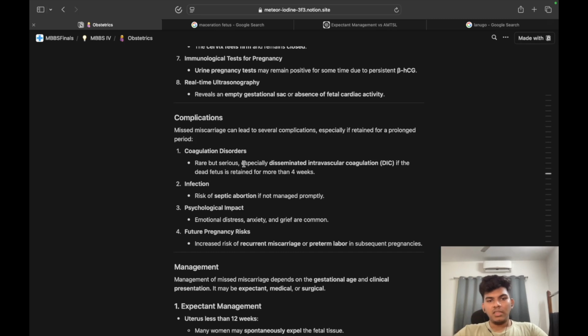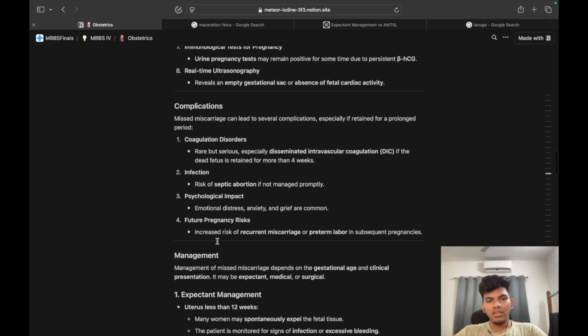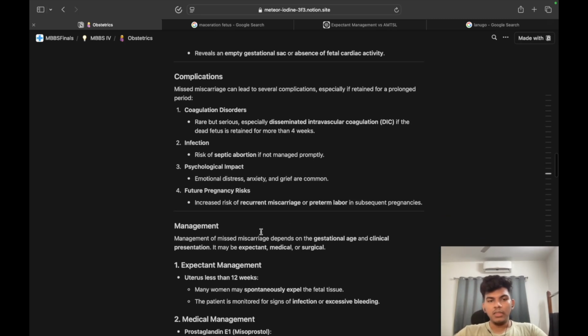Rare but serious, especially DIC if the dead fetus is retained for more than 4 weeks. So, if more than 4 weeks, risk of DIC is present. Next, coming to infection, there is risk of septic abortion if not managed promptly.